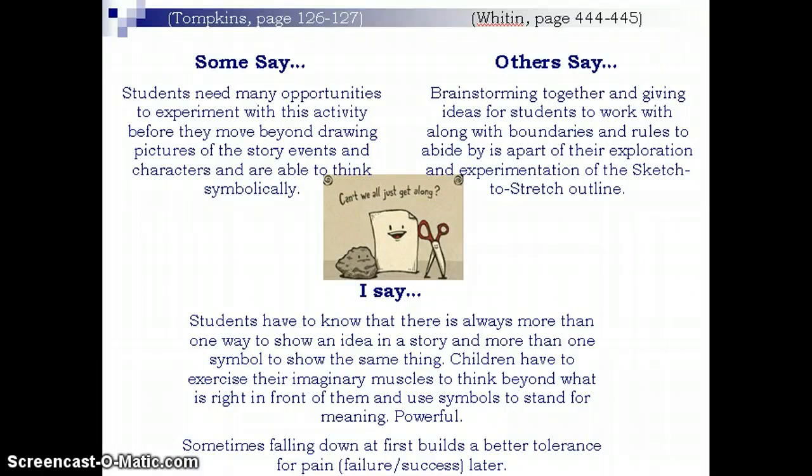I say, students have to know that there is always more than one way to show an idea in a story, and more than one way or symbol to show the same thing. Children have to exercise their imaginary muscles to think beyond what is right in front of them and use symbols to stand for those meanings. I believe that this is very powerful.